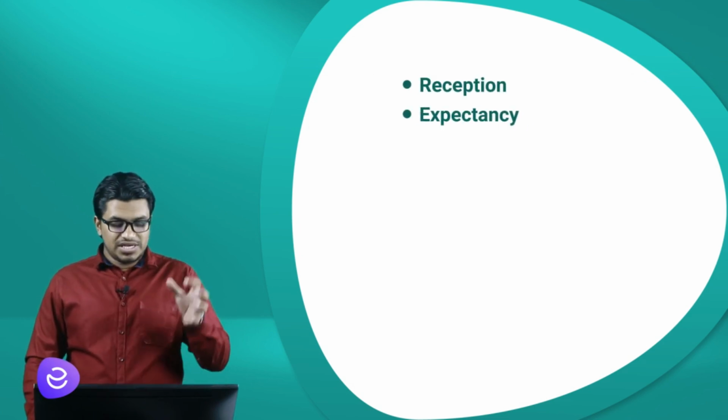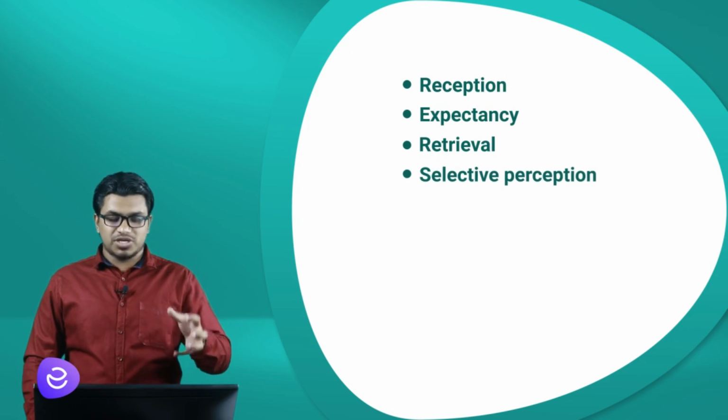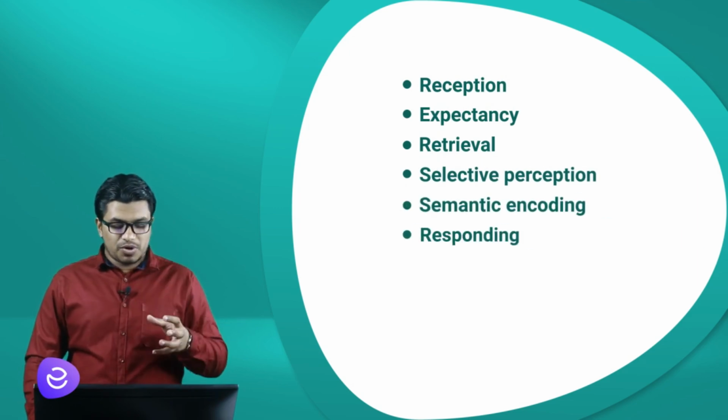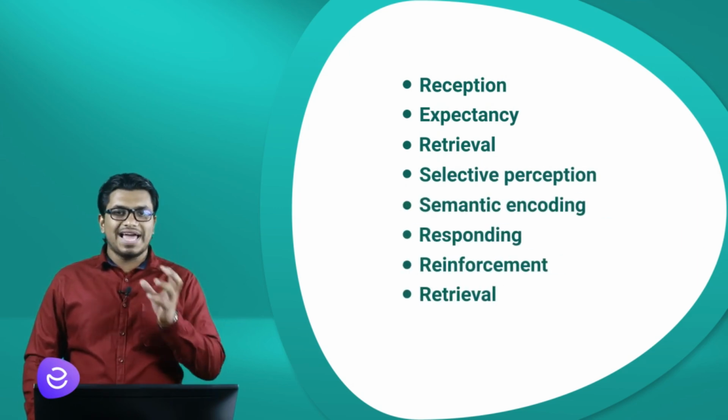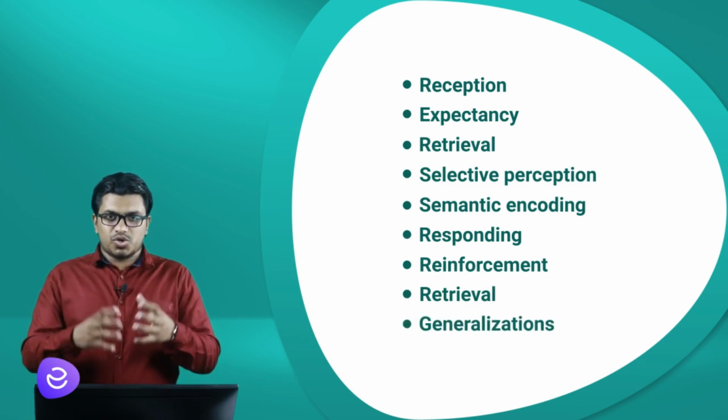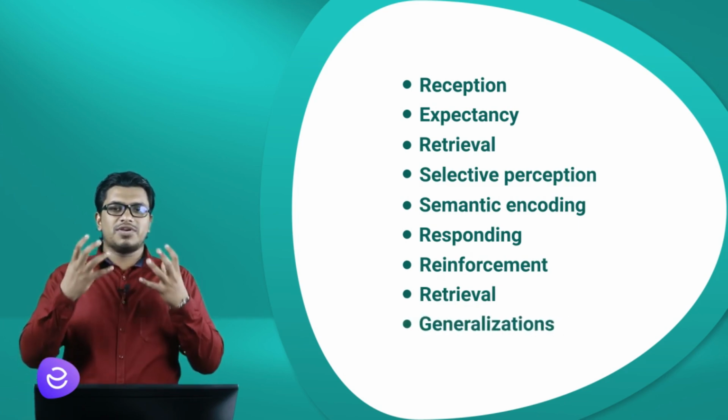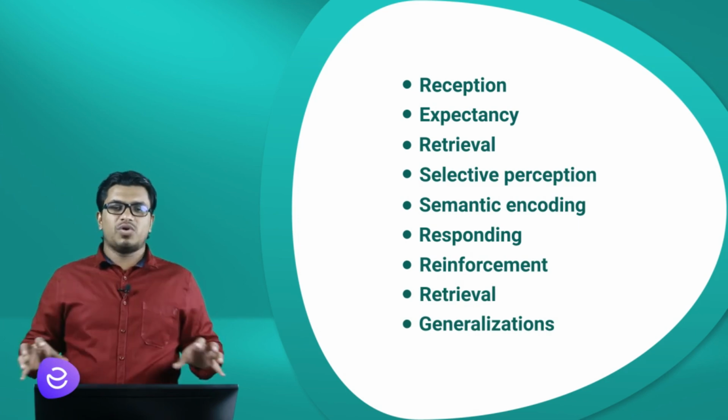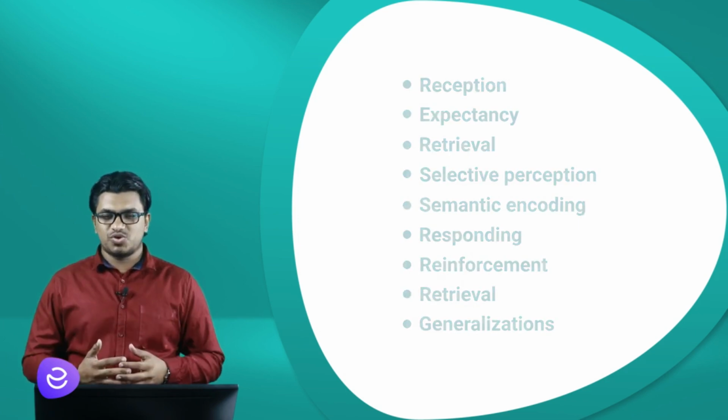So this is Robert Gagne's nine levels of learning. We have reception, expectancy, retrieval, selective perception, semantic encoding, responding, reinforcement, retrieval, and generalization. You will get your notes in front of you, so you can have a look and then read whatever it is. It is actually very easy to understand.